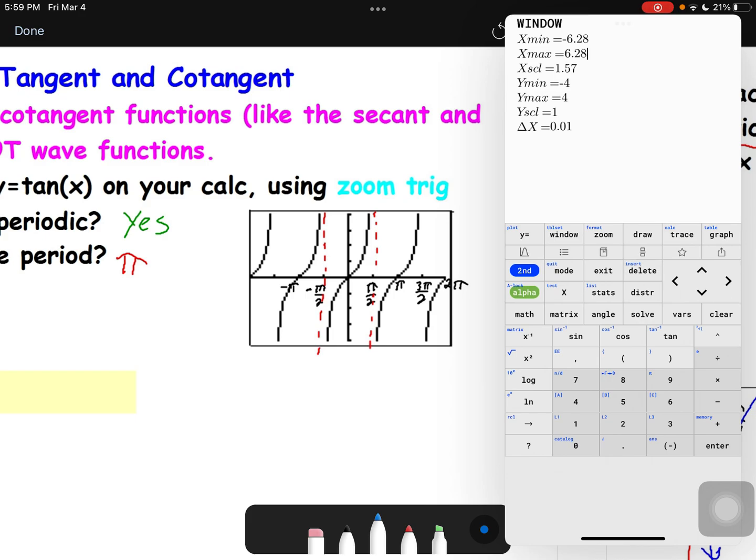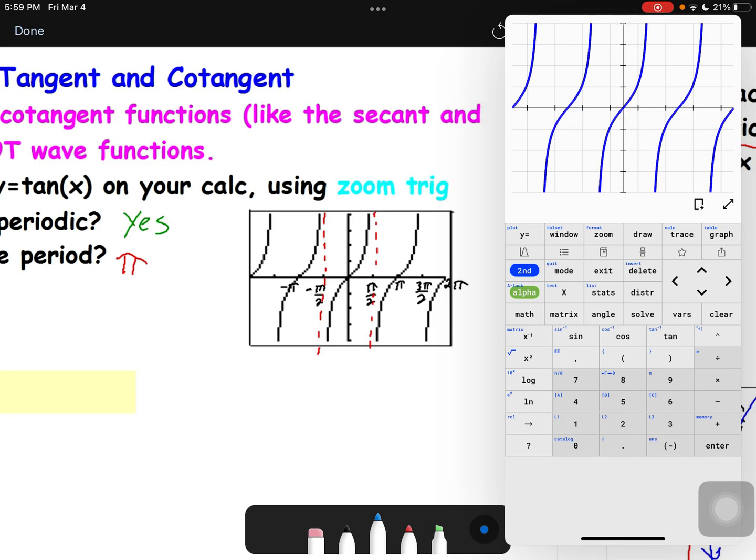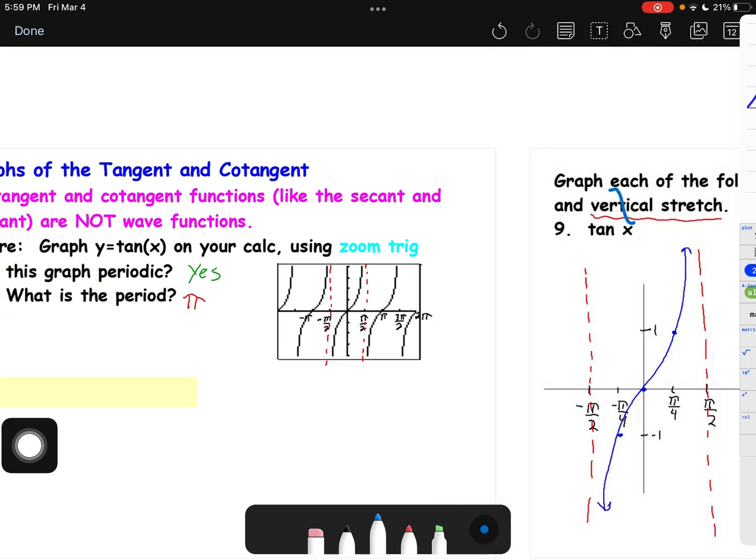All right, and we'll graph from there. So now it looks more like the graph that we have right here, and we see three full tangent branches, I call them. It's not a wave function because it doesn't do what sine and cosine do, but it does have a repeating shape, and so we can say that it's cyclical. So that was the question here.